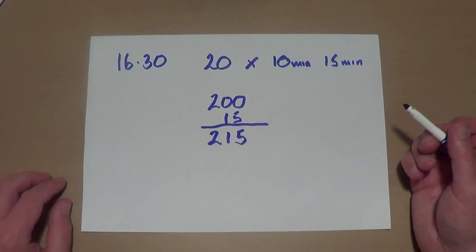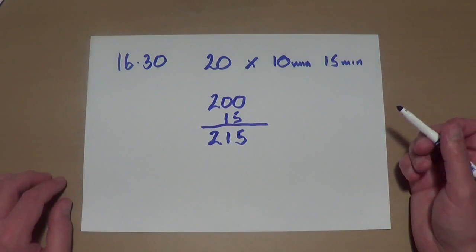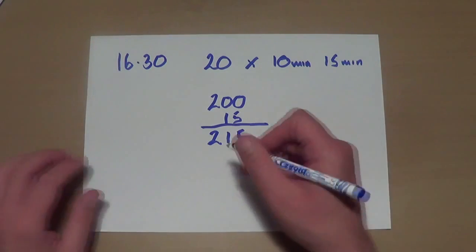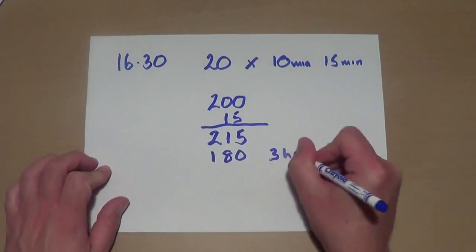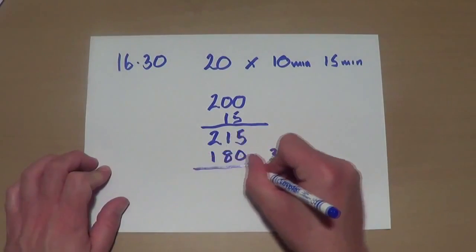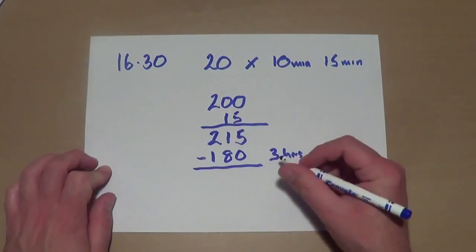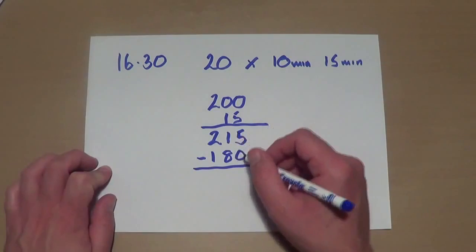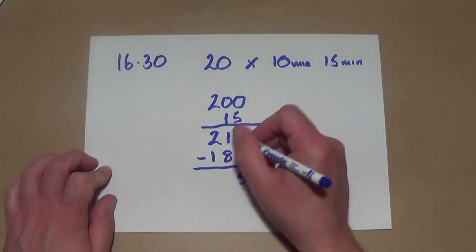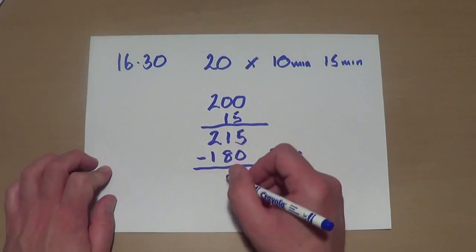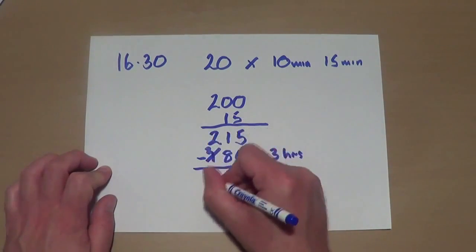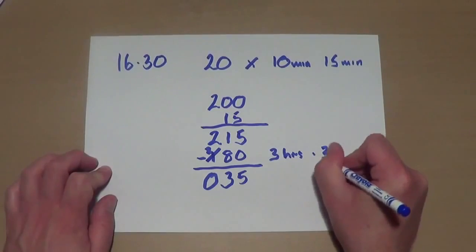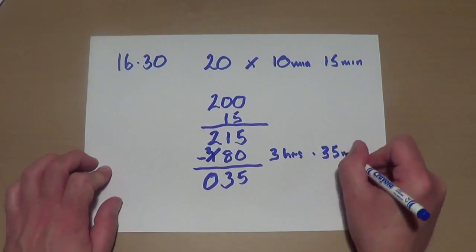Now we know there's 60 minutes in an hour, so therefore we just count up. So 60, 120, 180 will be 3 hours. And then we need to find the remainder of the minutes, and all we do is simple subtraction. 5 take away 0 is 5, 1 take away 8, carry 2, carry 3, leaves 3. That cancels out that. So that leaves us 3 hours and 35 minutes.